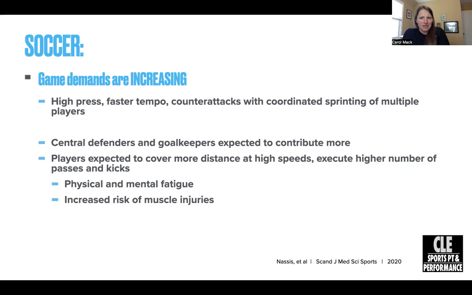Players in positions that did not have to run a whole lot previously, central defenders and goalkeepers, are now expected to contribute a lot more. The goalkeepers have to do a decent amount of running because they will start the attack on the field. Again, players are just expected to cover more distance at high speeds, and we're seeing the data reflect that. Now, that does two things. I mentioned that all those accelerations and decelerations are very metabolically taxing, so they're very physically taxing, but they're also mentally fatiguing as well, because you're having to make split-second decisions and make sure that you get to a ball very fast.